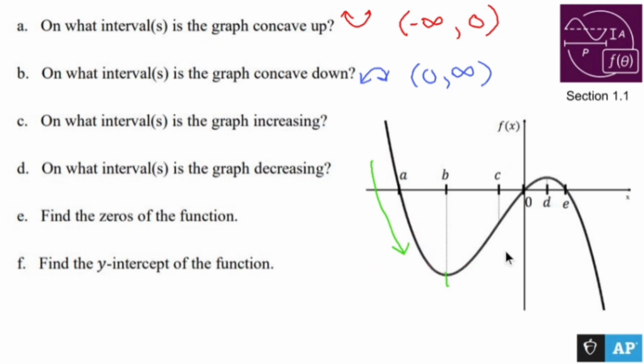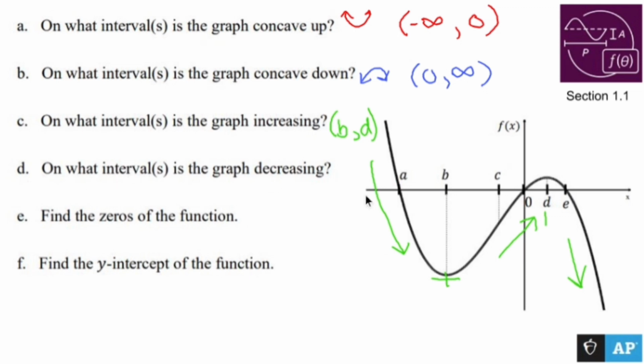At B, it starts going upwards, increasing, and at D, it starts going downwards again. So to answer this question, we will say between B and D is where this is increasing. Now, we're not going to include B, and we're not going to include D, because at B, it goes from decreasing to increasing, and at that very moment, it's a flat slope, which means it's neither increasing nor decreasing.